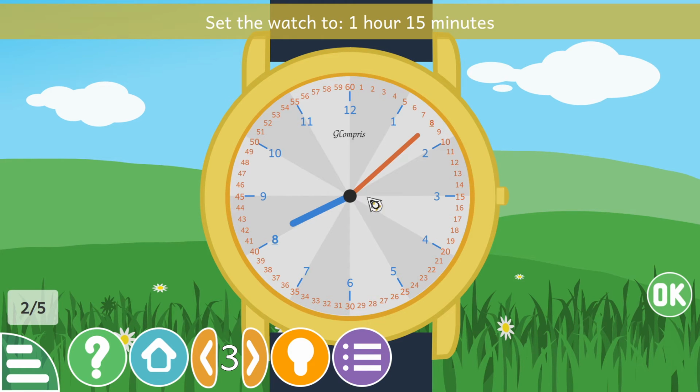So 1:15. So move it around to 1 and then move the hour hand to 15.